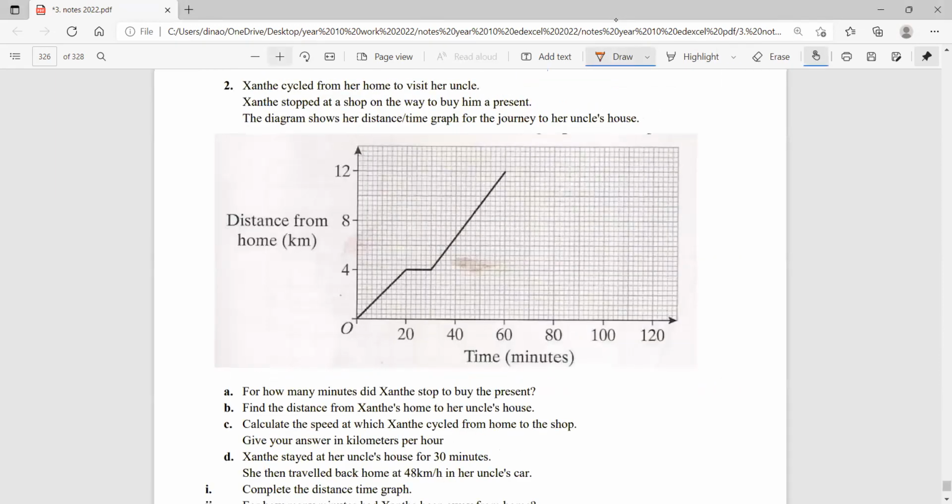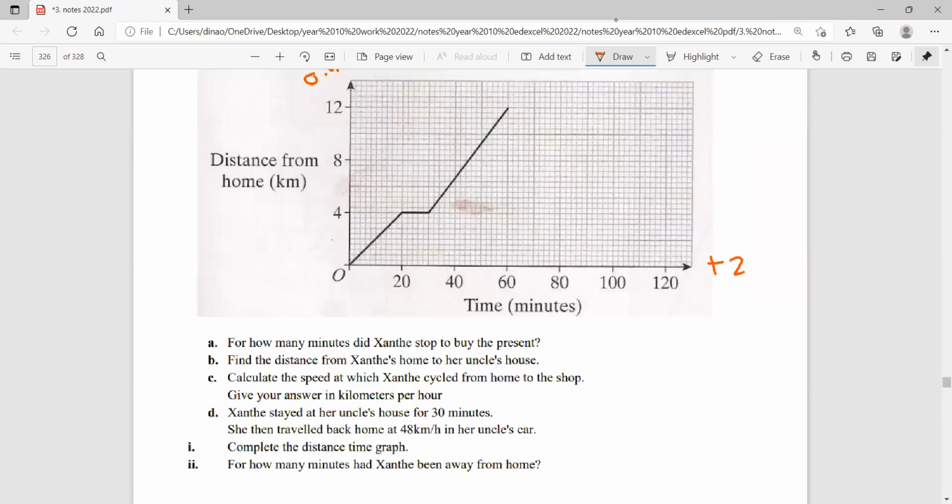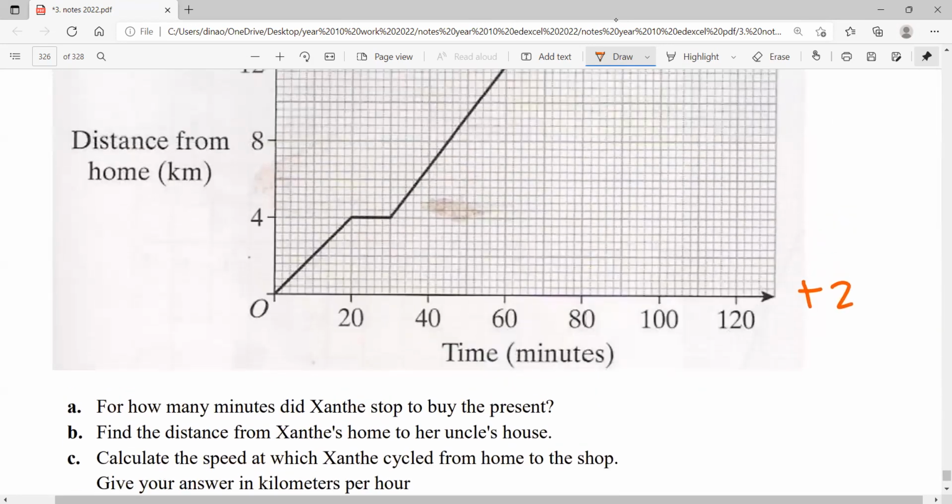The scale on the x-axis, the time is in minutes, so 20 over 10, which is 2, and here 4 over 10, which is 0.4. So she left home, she went to her uncle, and she stopped on the way to buy a present. Stopped on the way means this horizontal line represents the stopping part, and then she went to her uncle. Here it asks: for how many minutes did she stop to buy the present? Now this horizontal line represents the stopping part.